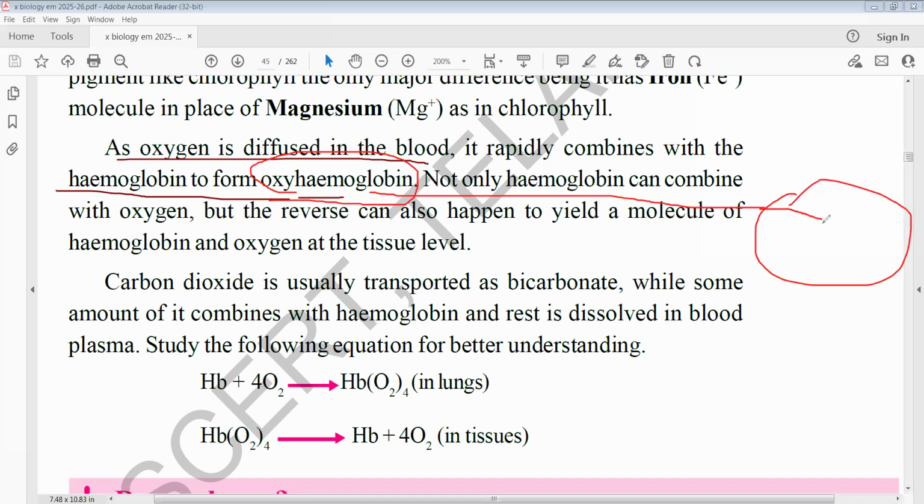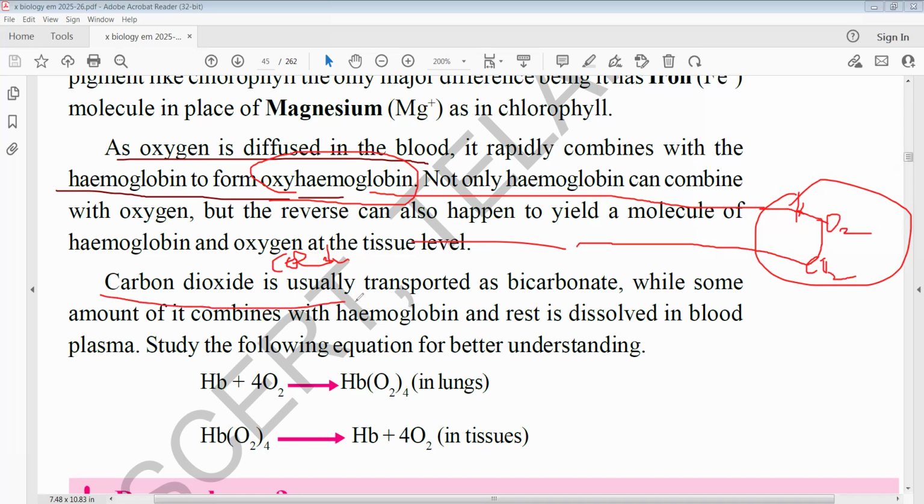the oxyhemoglobin leaves the oxygen and combines with the carbon dioxide. After leaving oxygen in the cell, hemoglobin combines with carbon dioxide and carries it by the blood to the lungs and outside. When hemoglobin binds with carbon dioxide, it is called carboxyhemoglobin. You have to keep that in mind: oxyhemoglobin, carboxyhemoglobin.